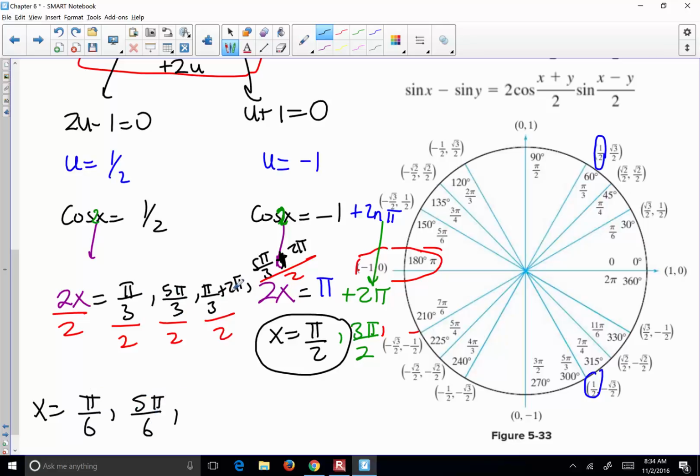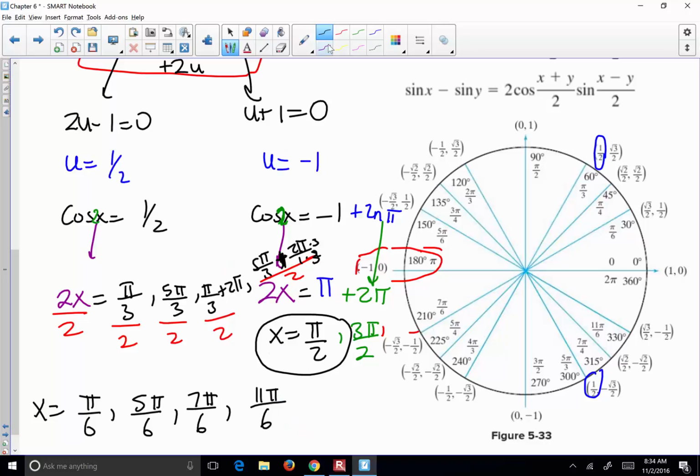This thing is, first set the common denominators, then divide by 2. 7 pi over 6. And this thing is, set the common denominators by 3, 6, 11 pi over 6. Am I right? 11 pi over 6.